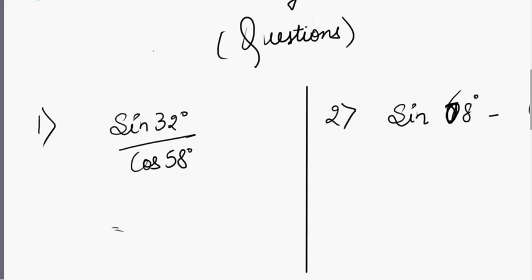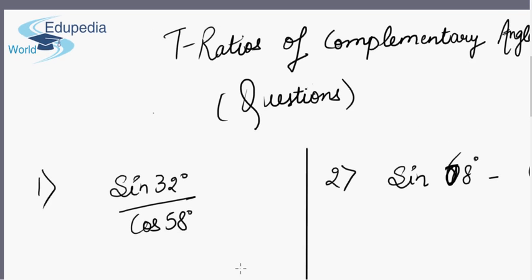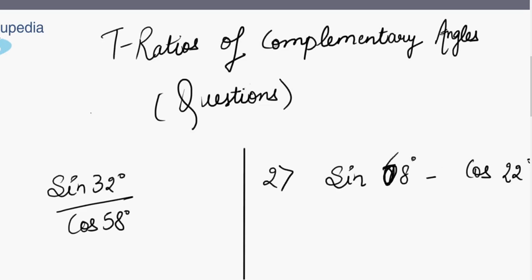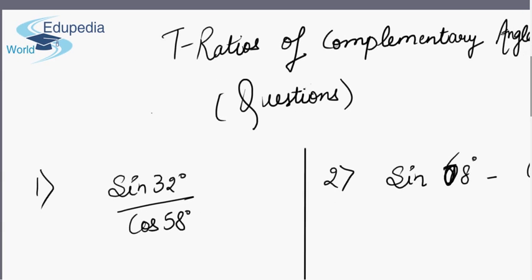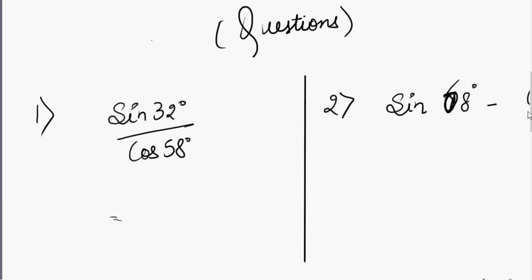In this video, we'll be dealing with some questions on trigonometric ratios of complementary angles. Friends, first of all, let us rewind what we have studied in the topic complementary pairs. We have studied that sine and cos, tangent and cot, and secant and cosecant are complementary pairs. They follow the complementary rule.